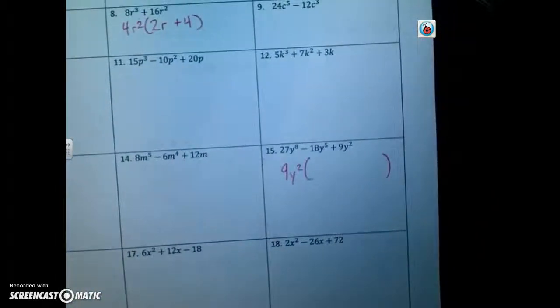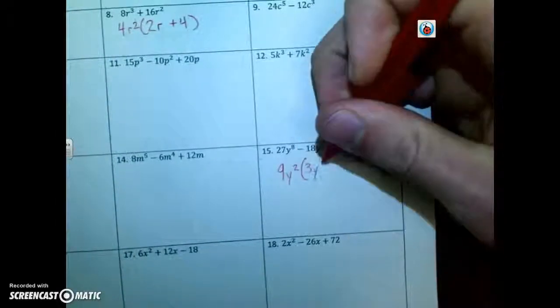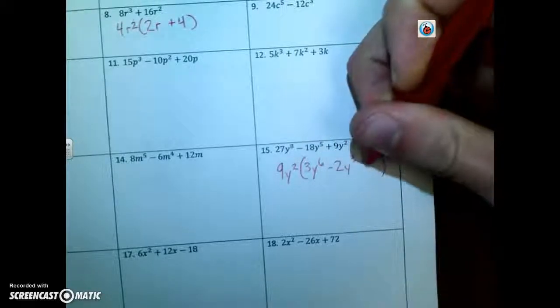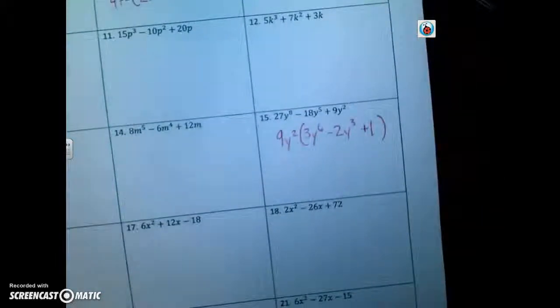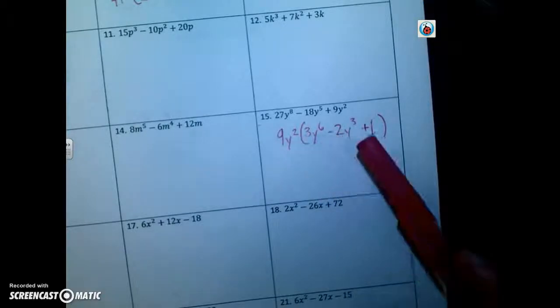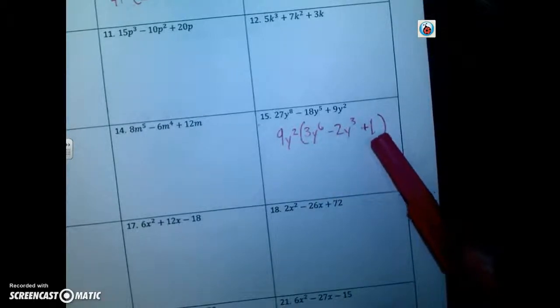So now we just go through and divide our numbers and subtract our exponents. Notice how the last term turned into a 1 there, right? Because 9y squared divided by 9y squared. Anytime we have a number divided by itself, it's going to leave us with just a 1.